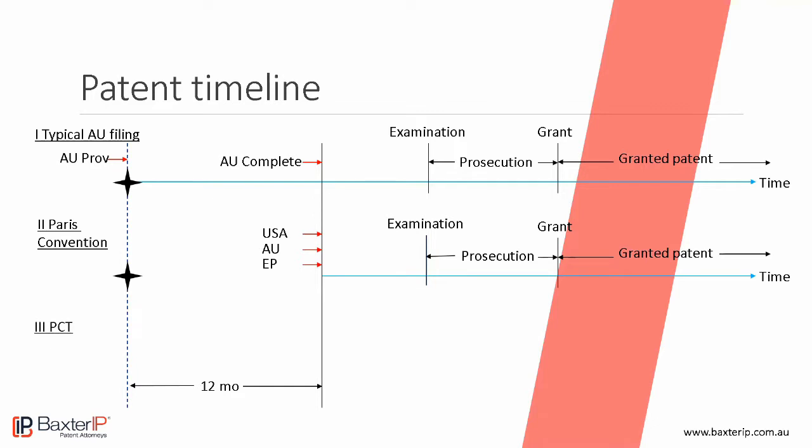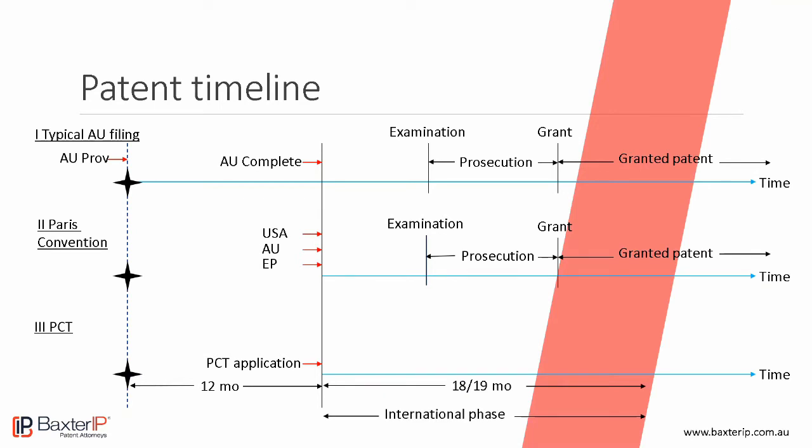Another way of extending patent protection overseas is through the Patent Cooperation Treaty, or PCT. Under the PCT, instead of filing multiple overseas complete applications before the 12-month deadline, you can instead file a single PCT patent application. When you file the PCT application, we also claim priority back to your Australian provisionals, and the filing dates for these provisionals is recognized all the way through.